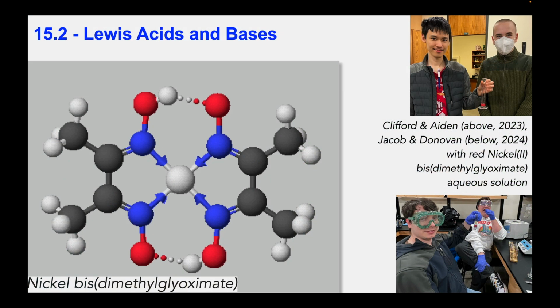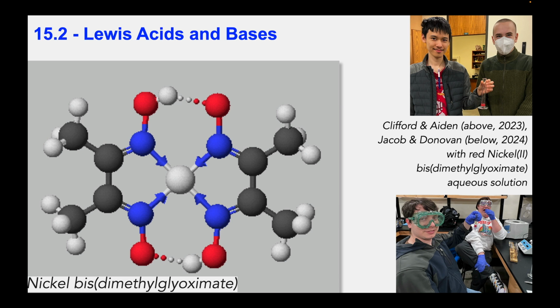We're now going to change gears a little bit and talk about Lewis acids and Lewis bases, which is actually another kind of acid-base theory. It's a little different from the Bronsted acids and bases we looked at in chapter 14, but there's a lot of cool things you can do with Lewis acids and bases that you wouldn't normally expect.